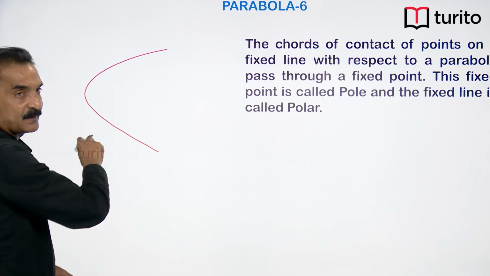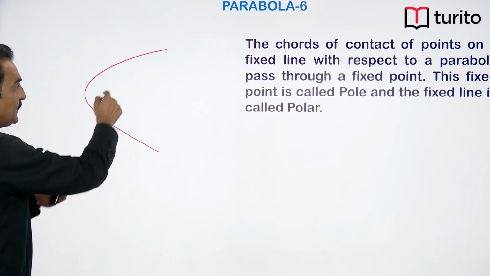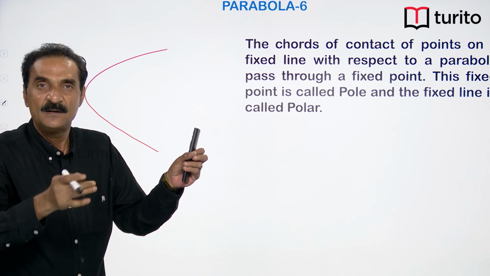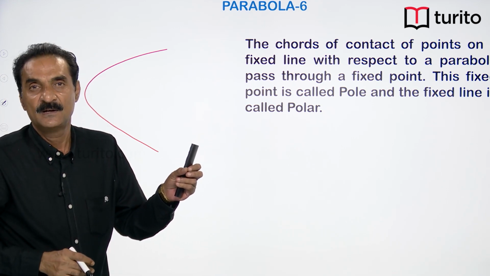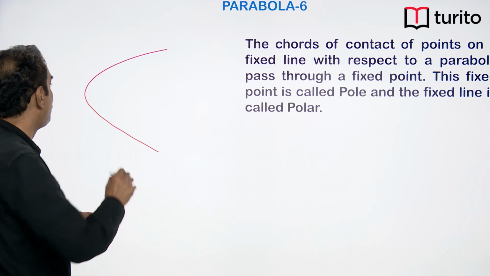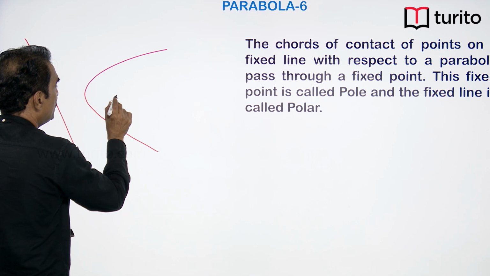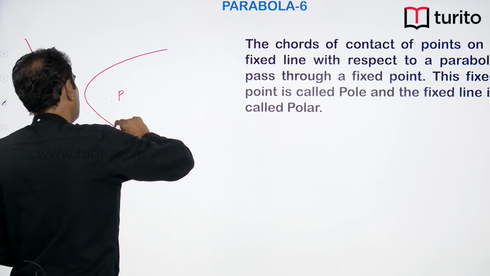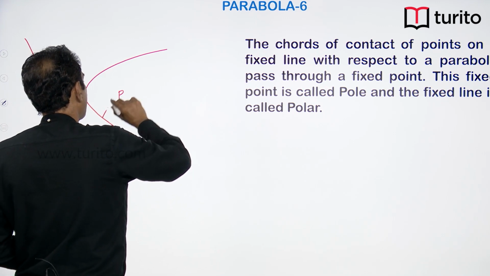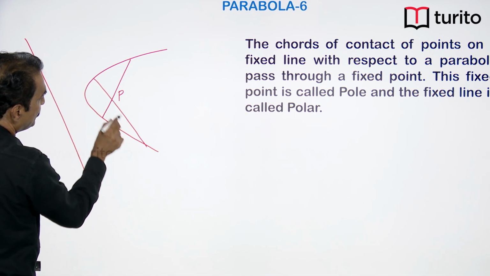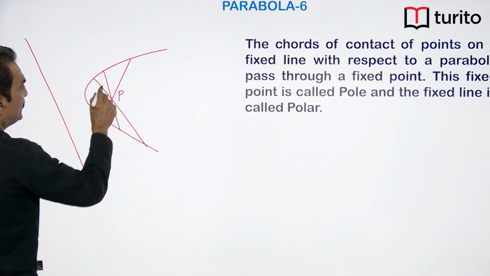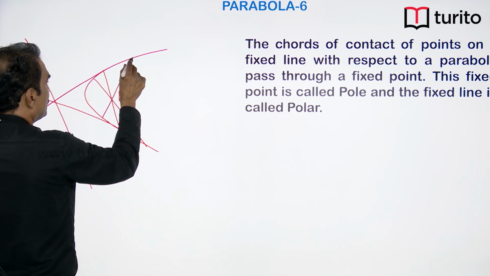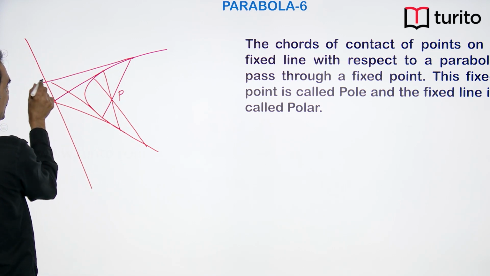In the earlier diagram, by taking a fixed line, we have identified the polar by construction, by drawing the chords of contact and identifying the point of concurrence. Similarly, we can define the polar with the help of pole. Suppose P is the pole, then how do you identify the polar? You draw different chords passing through P. Then draw tangents at the ends of each chord. All those tangents intersect on a fixed line.